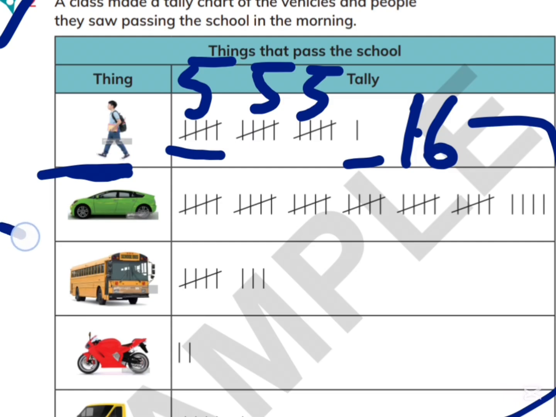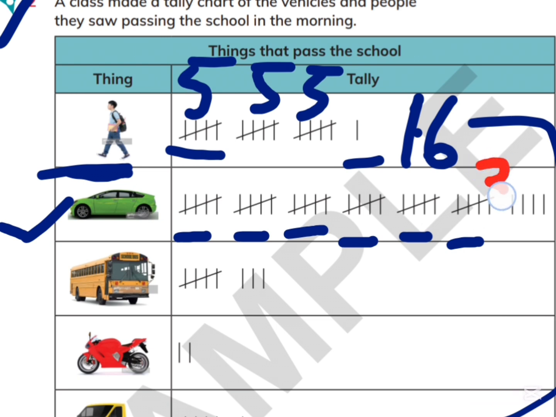How many people are going by car? They are using a car to go. Okay, 5, 10, 15, 20, 25, 30 and 34. I will change the color. 34 people are going by car. How many people are using the bus to go to school? There are only 8 people. 8 people are using the bus to go to school.